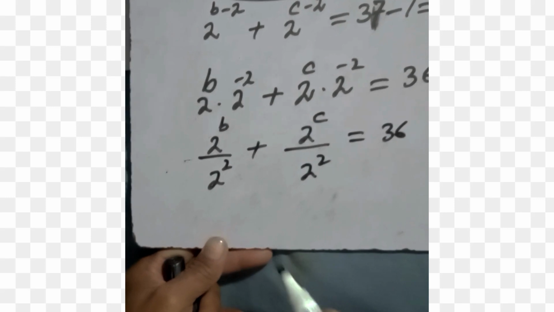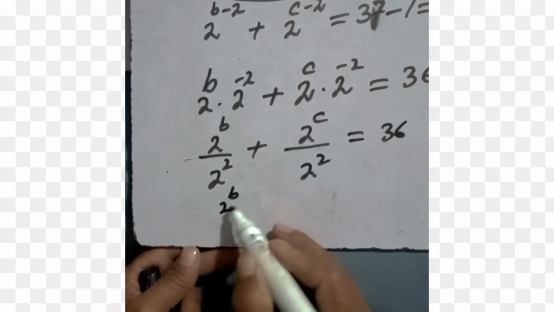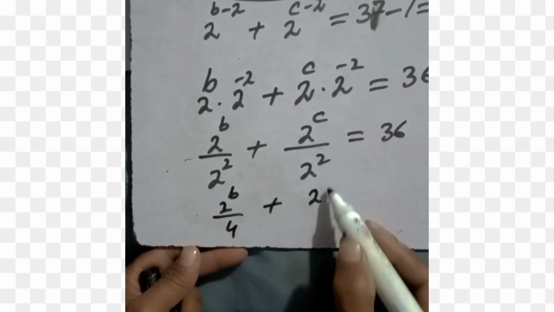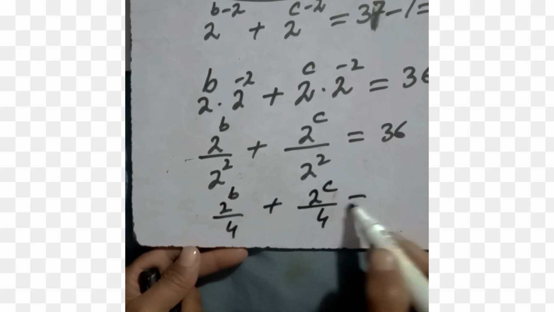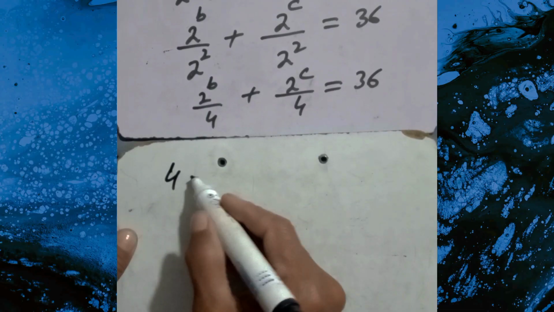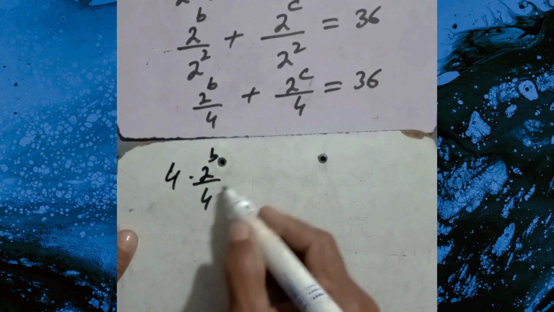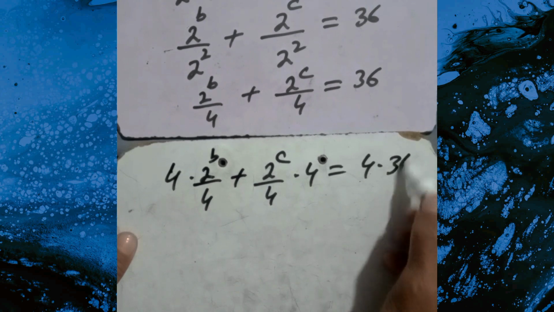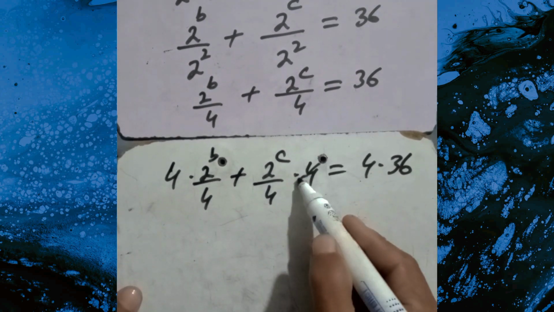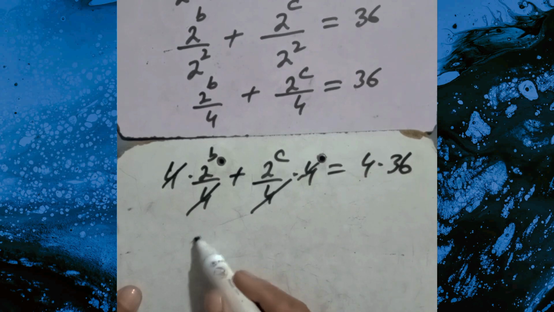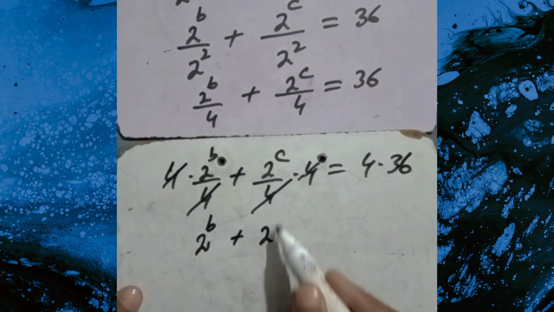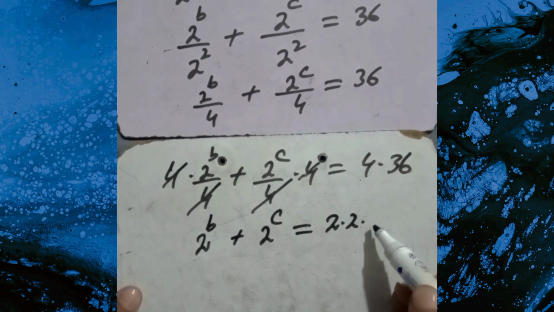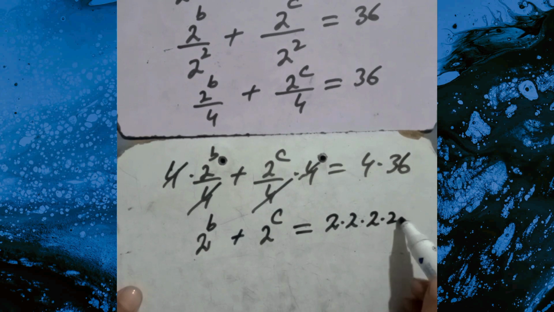Continue the process. Look here, we get 2 power b divided by 4, 2 square is 4, plus 2 power c divided by 4 is equal to 36. Multiplying each term on both sides by 4, we get 2 power b plus 2 power c is equal to 4 into 36. Now 4 and 4 are cancelled. We can write 4 as 2 power 2, and 36 as 4 multiplied by 9, so we write 4 into 9.